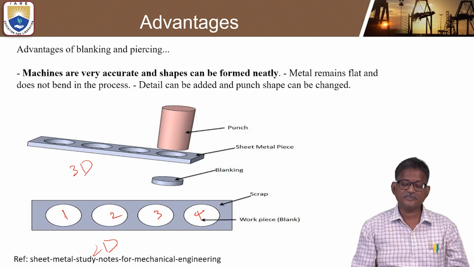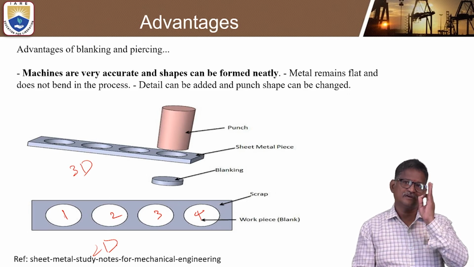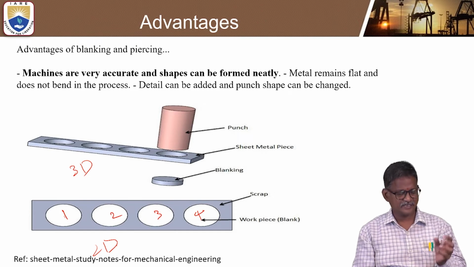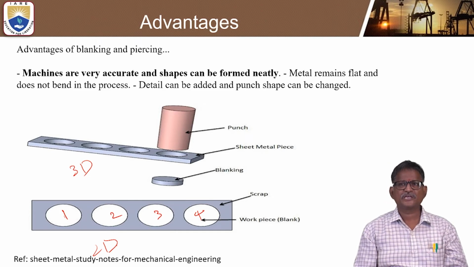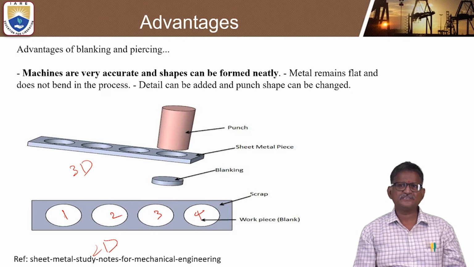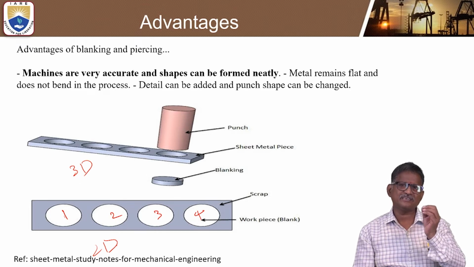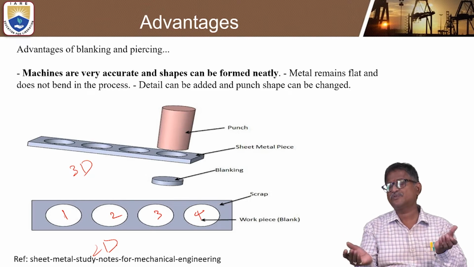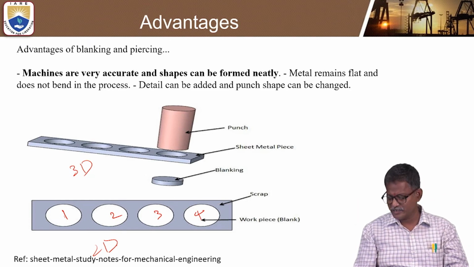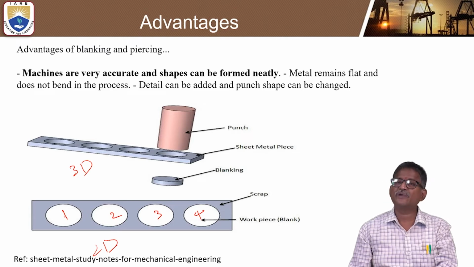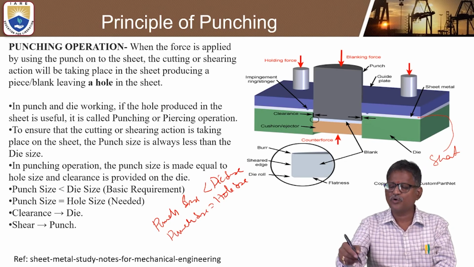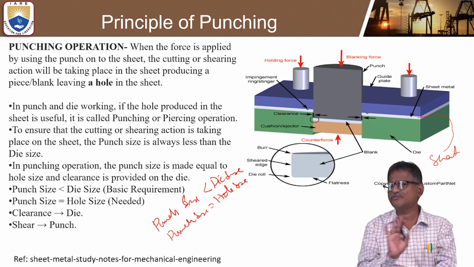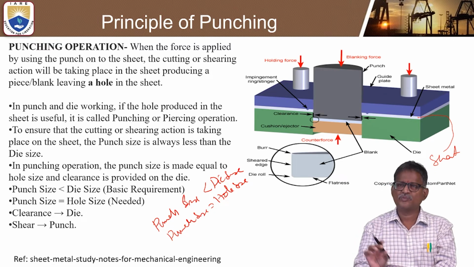This is about the importance of punching and blanking: the machines are very accurate and different types of shapes can also be formed neatly, so that the sheet cannot be bent. We keep it parallel and you have to add some support against the blanking forces, like this. You can see holding forces also kept at the middle, so that there are no vibrational changes and no movement of the sheet.